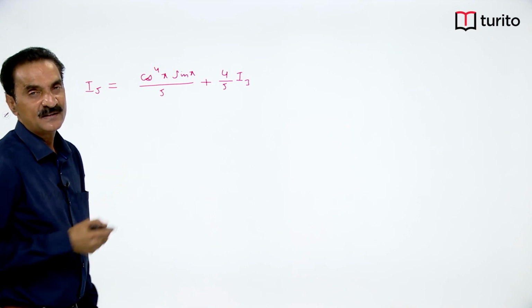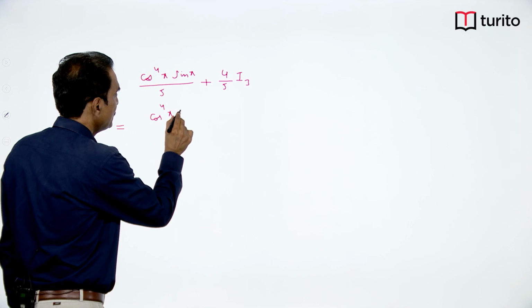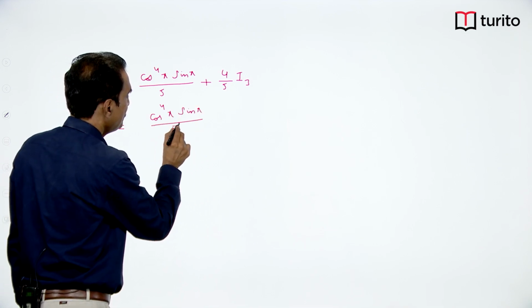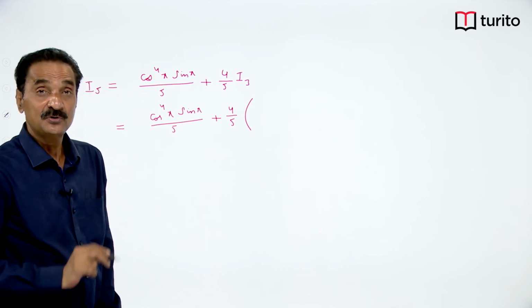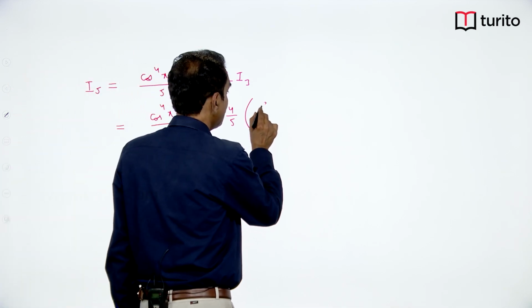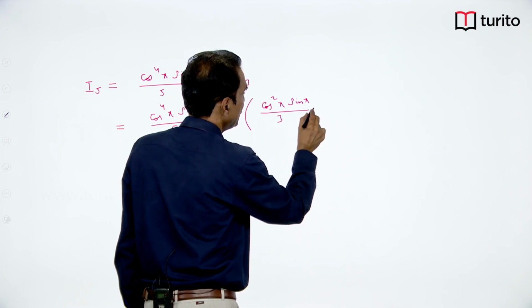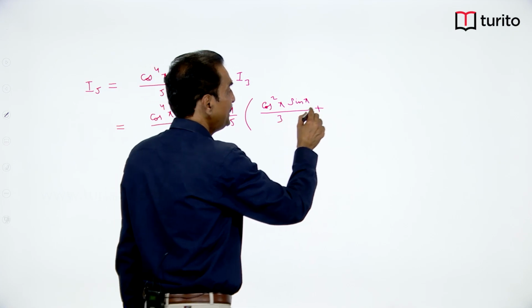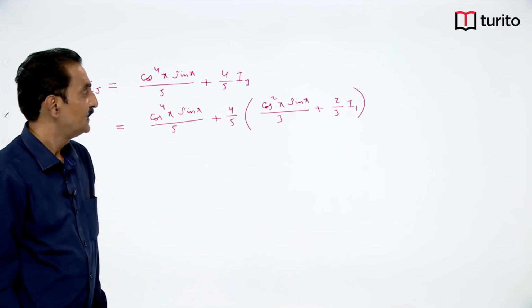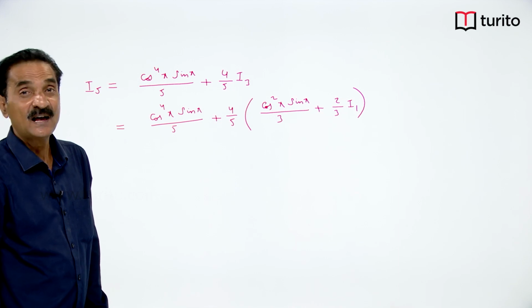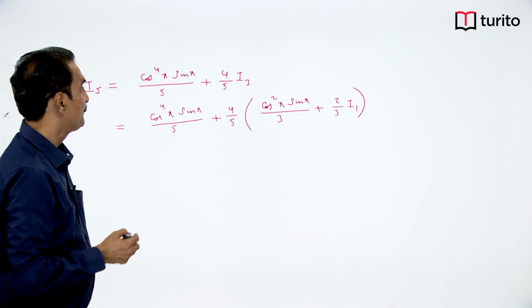Again apply the same formula for I3. It becomes cos power 4x sin x by 5 plus 4 by 5 into, taking n is equal to 3 in the reduction formula, you will get cos square x sin x by 3 plus 2 by 3 into I3 becomes I1. What is the value of I1? It is sin x.